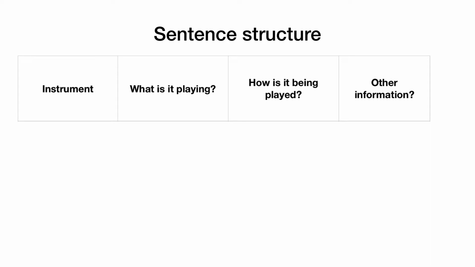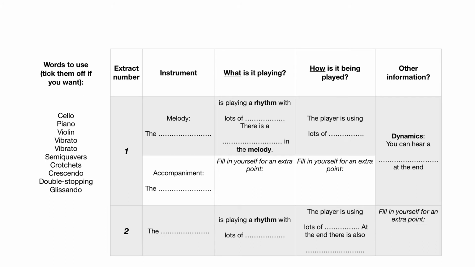Remember, your sentence structure is in these four parts: the instrument, what it's playing, how it's being played, and also any other information. So start by copying out this table. Pause to finish that.